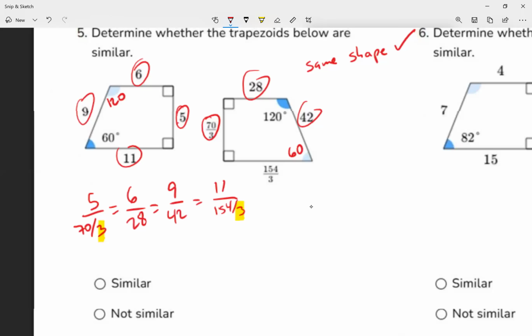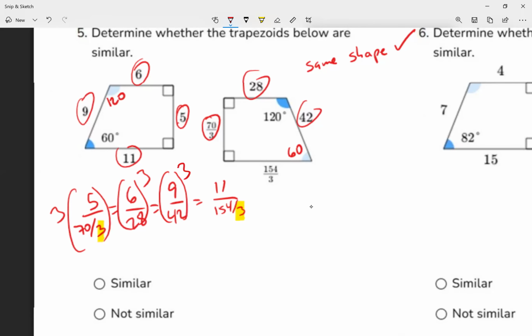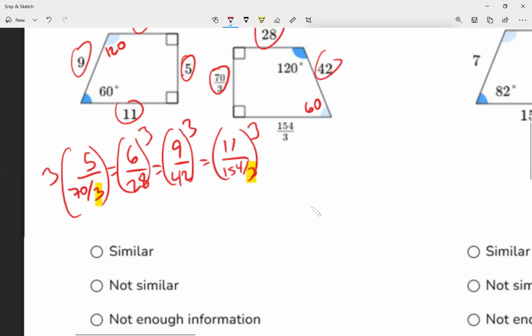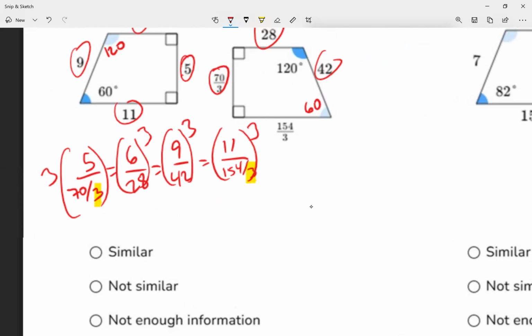3. Okay, so multiply everything by 3. That's going to give me 15 over 70 for the first fraction, because I multiply the top by 3. So 3 times 5 is 15. At the bottom, the 3 with the denominator cancel out. So that's why I only got 70.